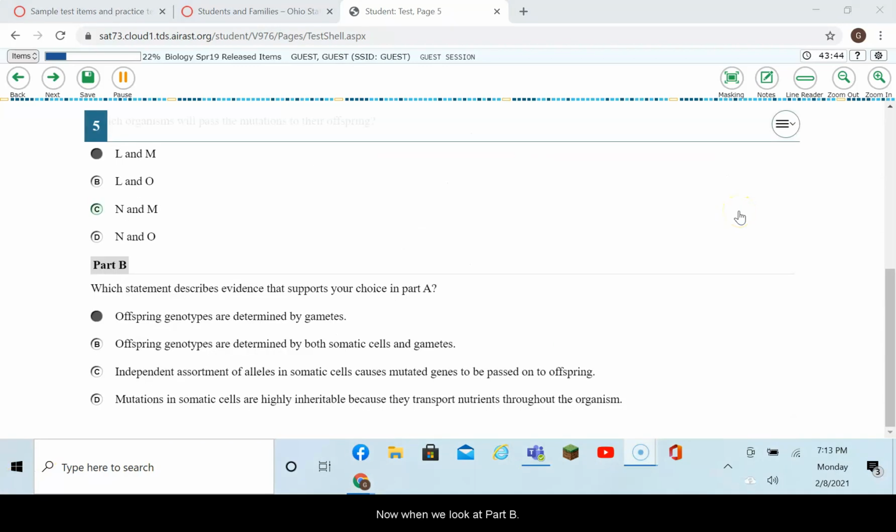Now, when we look at part B, which statement describes evidence to support your choice in part A? Well, the very first one. Offspring genotypes are determined by gametes. They're not determined by somatic cells. When there's a mutation in the gametes, okay, that is passed on to the offspring.